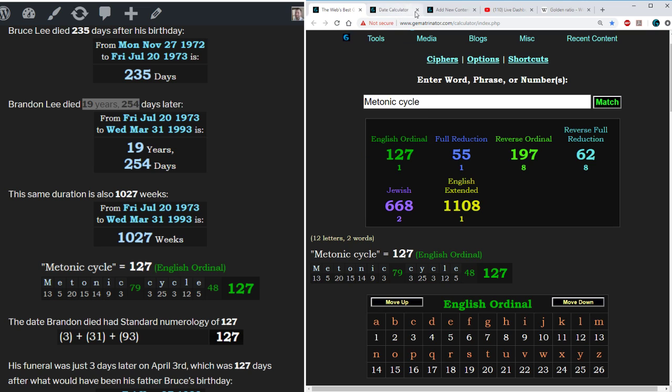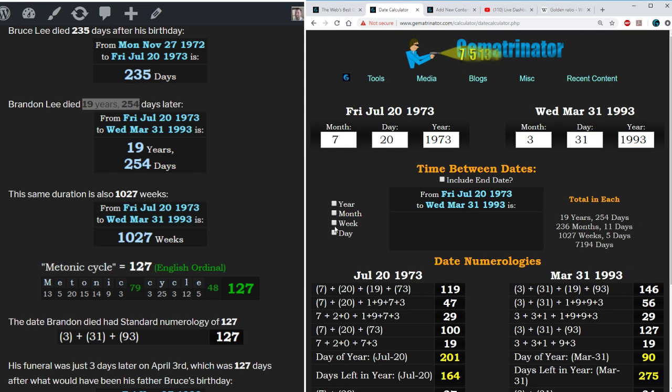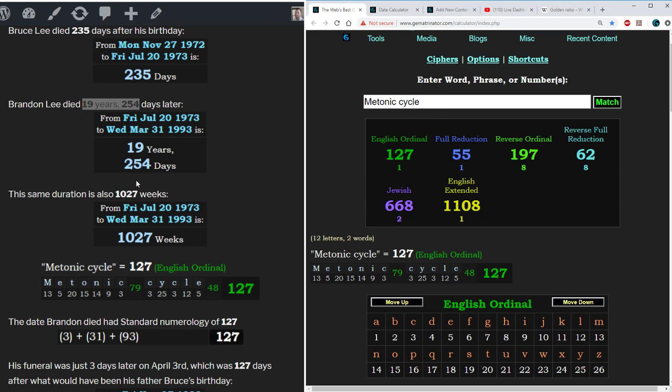If you measure between the deaths of Bruce Lee and his son Brandon Lee, you find they died 1,027 weeks apart. The date on which Brandon Lee died, 3 plus 31 plus 93, this sums to 127, just like Metonic cycle in the alphabetic order.